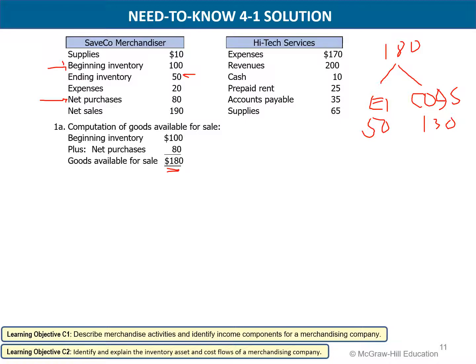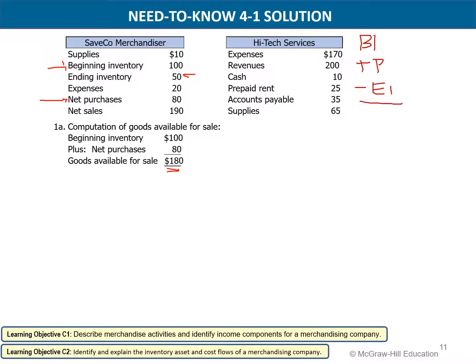But there's another way to do that as well. The formula for cost of goods sold is equal to beginning inventory plus purchases less ending inventory equals cost of goods sold. So we have all those numbers too. 100 plus 80 minus 50 equals 130 as well, right?